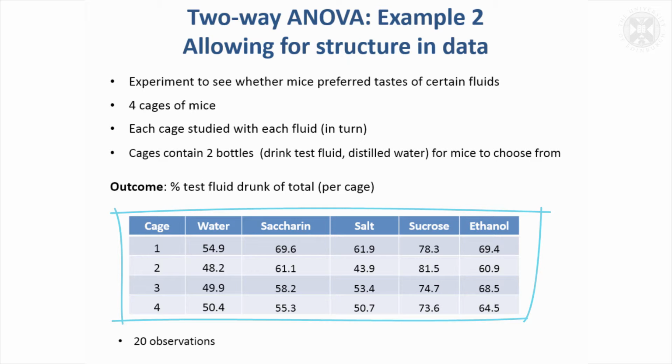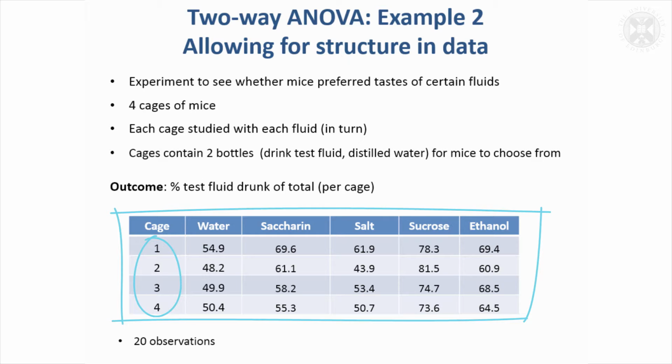So here we've got cages full of mice, and they are being tested on five different types of fluid to see which they prefer. It's done by looking at what proportion they drink of that particular fluid compared to water. And it's not measured on an individual mouse level, it's measured on a cage level. So these are the results.